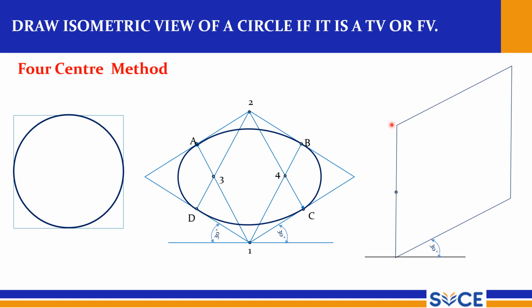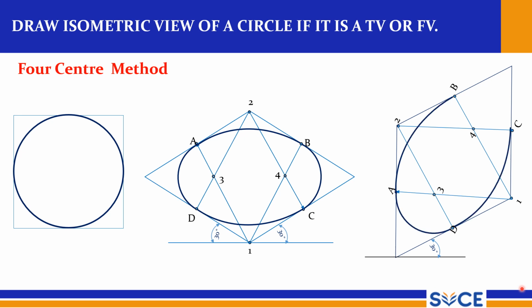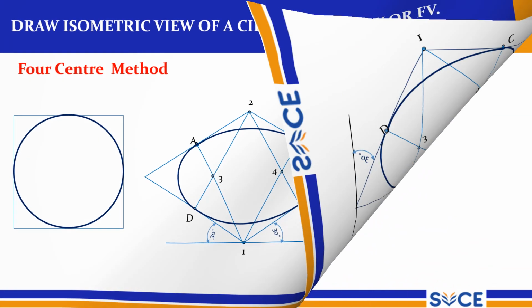So this is the smallest diagonal and this is the longest diagonal, right? So this small diagonal should be used as two centers, and now same procedure you repeat here, and you will get the circle, isocircle. So that is obviously an ellipse, right? So this is the vertical circle, and this is the horizontal circle. So this is the four center method, and I prefer this method to be used everywhere it is applicable. So please practice this four center method well.